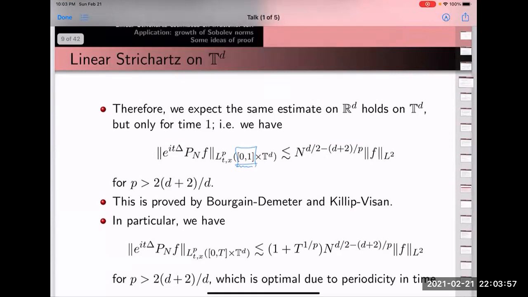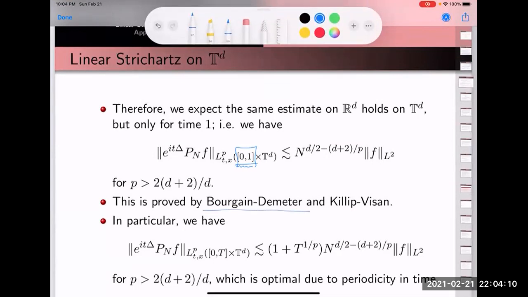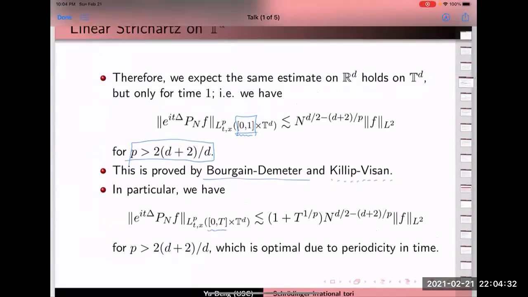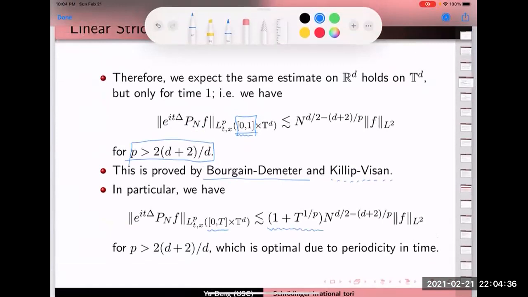Okay, of course, this is easier stated than proved, and the proof here is a very nice recent work of Bourgain-Demeter, which applied the theory of decoupling, and later Killip-Vişan proved a sharp version without the derivative loss in the case p is bigger than 2(d+4)/d. Okay, so this is the now classical result of a Strichartz estimate on the square torus. In particular, if you consider the Strichartz estimate for time 0 to T, then you get this factor (1+T) to the 1 over p, which is certainly sharp because the Schrodinger evolution is periodic in time.